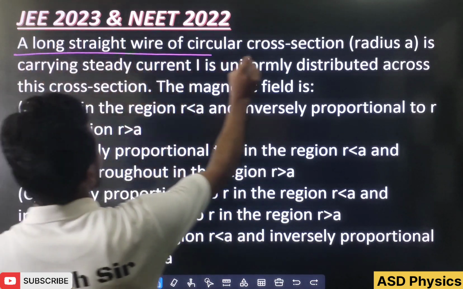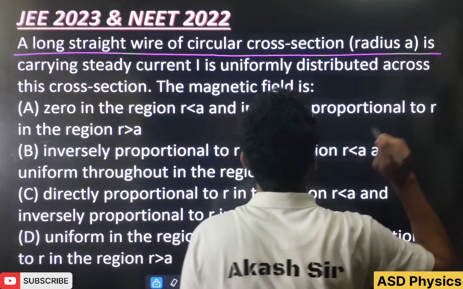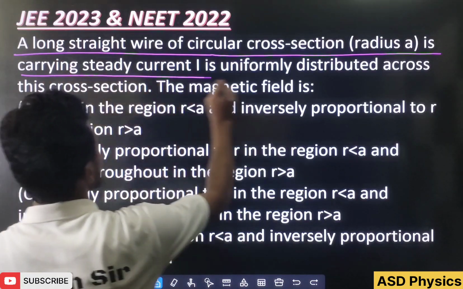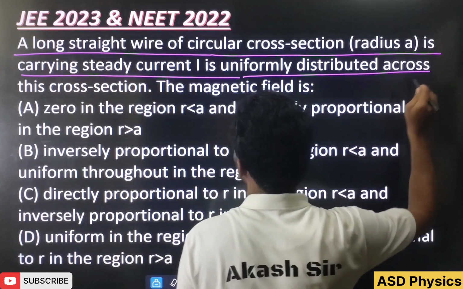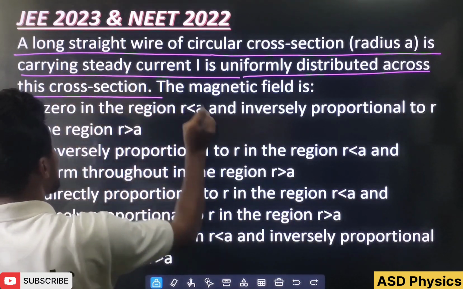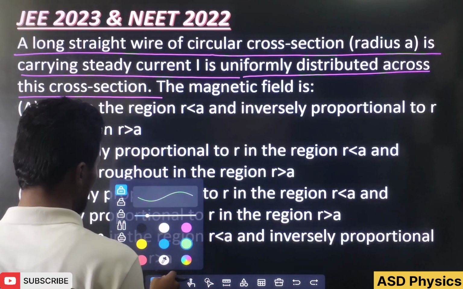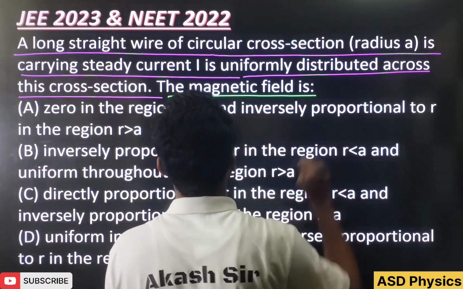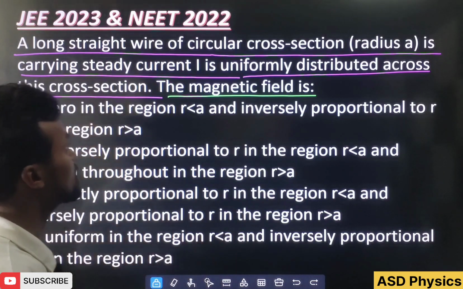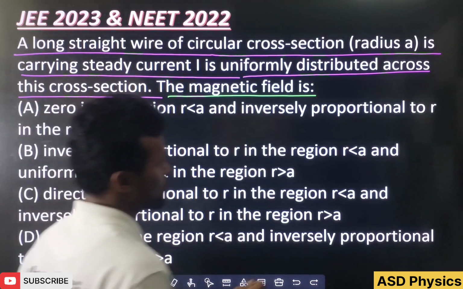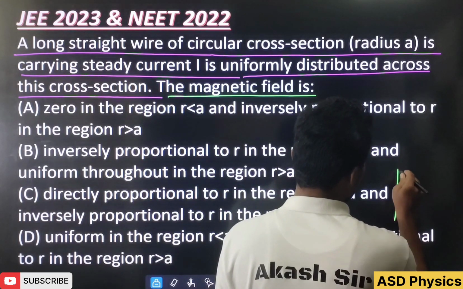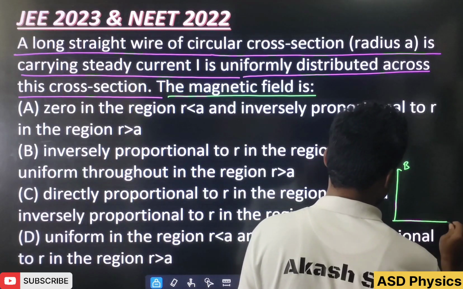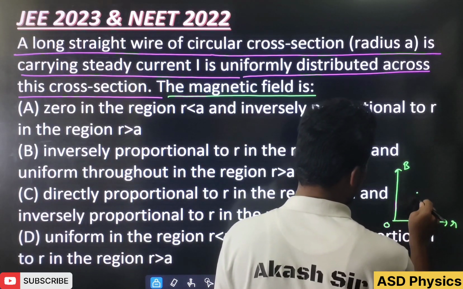A long straight wire of circular cross section radius A is carrying steady current I, uniformly distributed across this cross section. Uniformly distributed across the cross section means a thick wire. A thick wire has a cross section, a thin wire has a negligible cross section. So the magnetic field, you know very well, I have taught you. See, this is B, this is r, like this, and what is this?